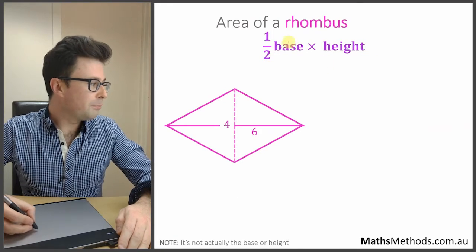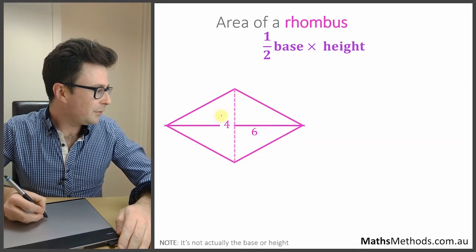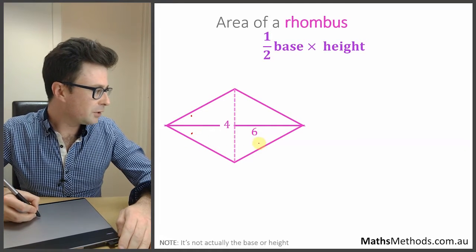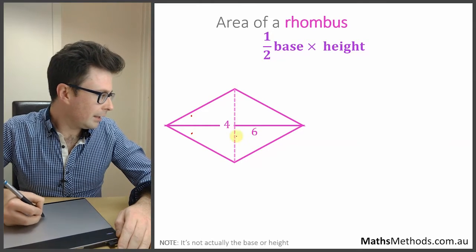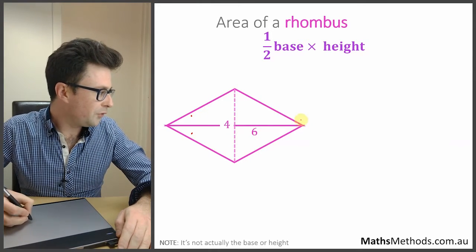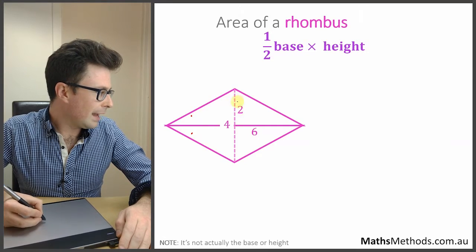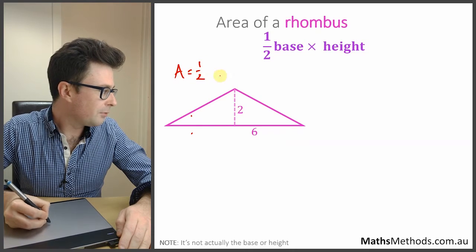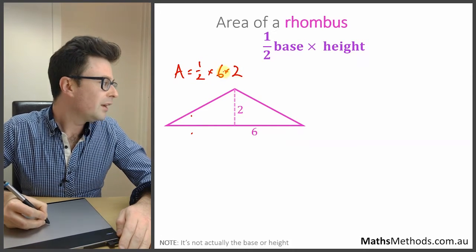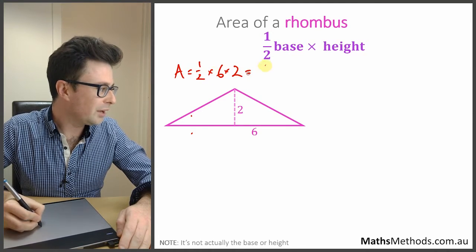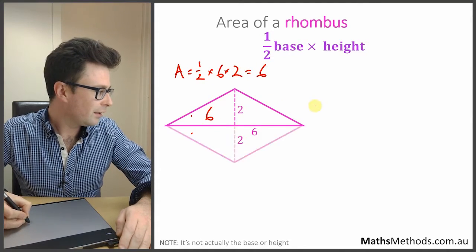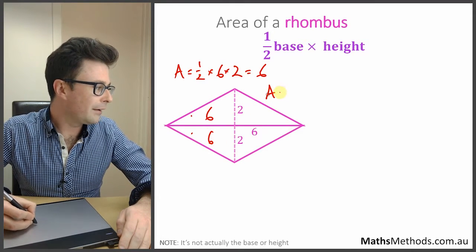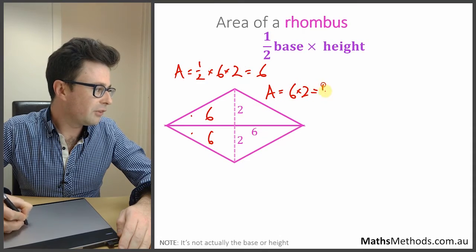Now the area of a rhombus is also half base times height. And if we look at what a rhombus is, it's basically just two triangles. There's one triangle and there's another triangle. And here the height is 4 and the base is 6. Now if we split this up, that would be a height of 2. So the area of this triangle would be half times base, which is 6, times height, which is 2. 6 times 2 is 12, divided by 2 is 6. So the area of this is 6. And because this triangle is the same triangle as well, this would be 6. So the total area is 6 times 2, which gives us 12.